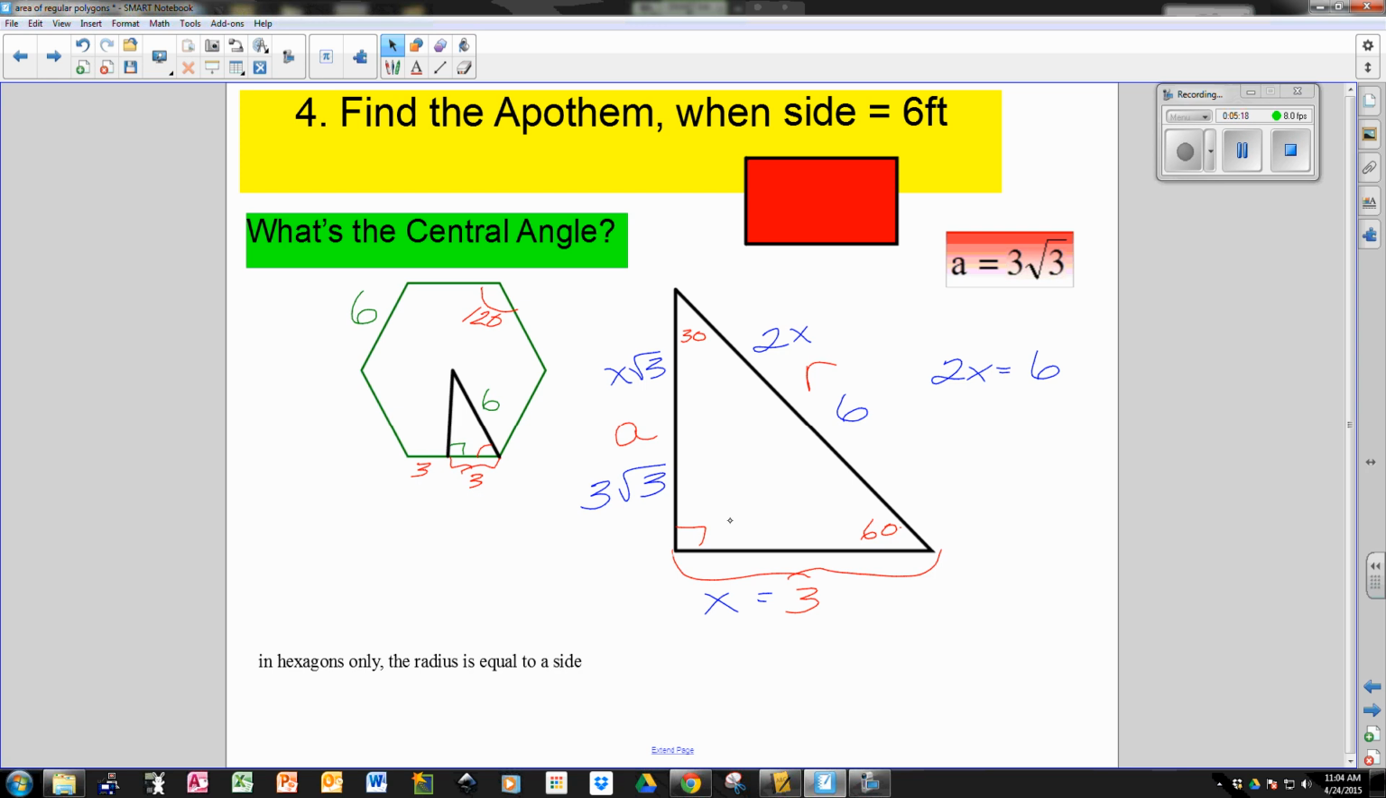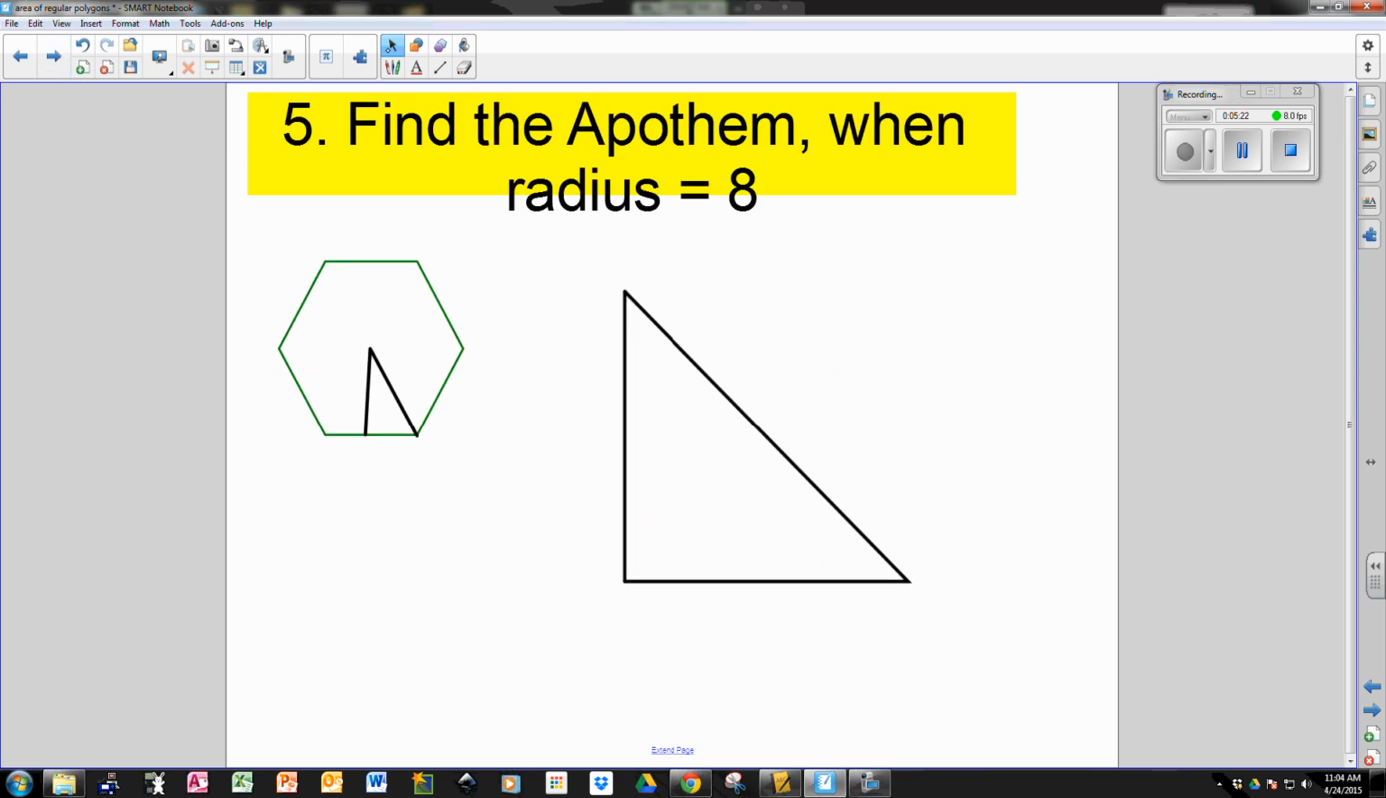So you just had to use your 30, 60, 90 rules. Okay, let's do it again. This time they're telling me to find the apothem when the radius is 8. So if my radius is 8, according to my rule, this side is 8. If the whole side is 8, remember the apothem cuts it in half, so this is 4.